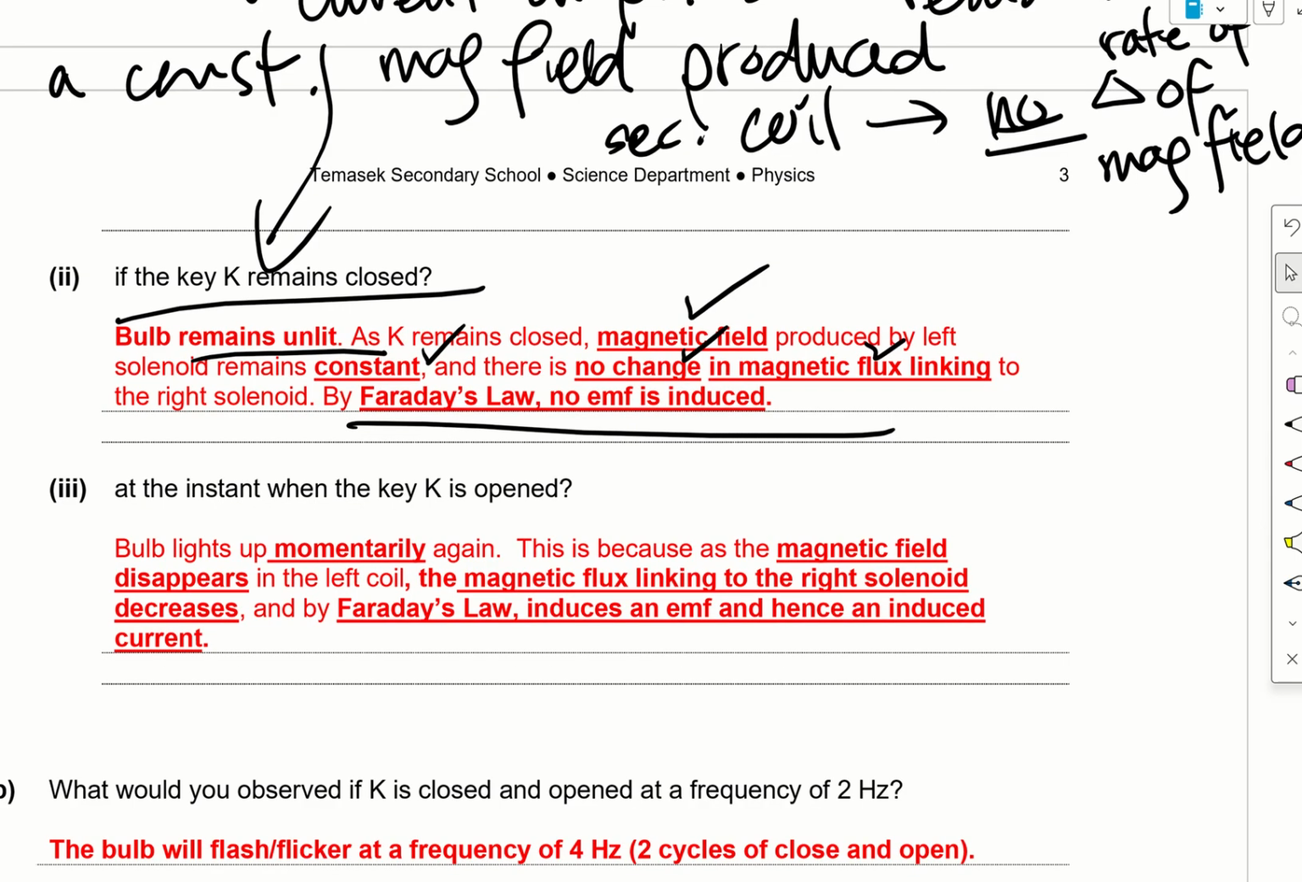What happens when the switch K is open? The bulb lights up momentarily again, right? Because as the magnetic field disappears, the magnetic flux linking to the right solenoid decreases, and by Faraday's law, induces an EMF and hence an induced current.